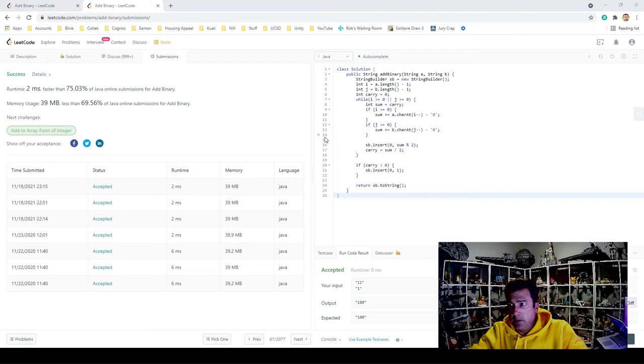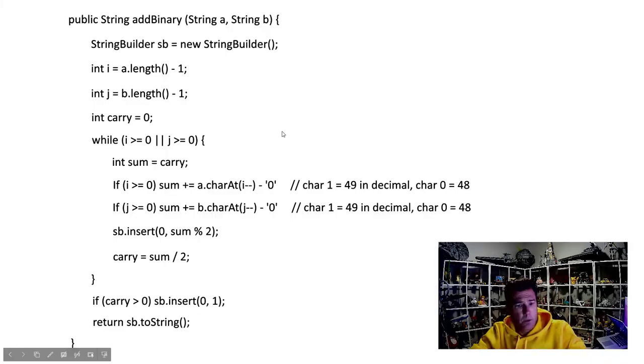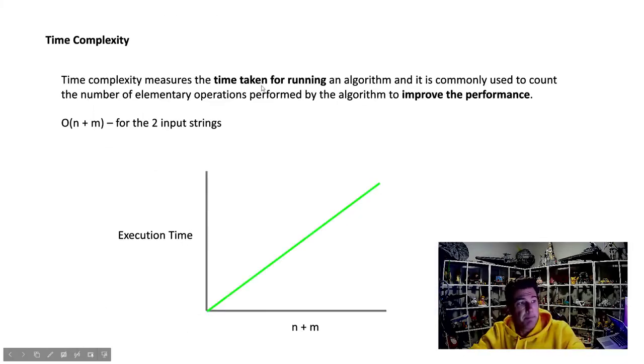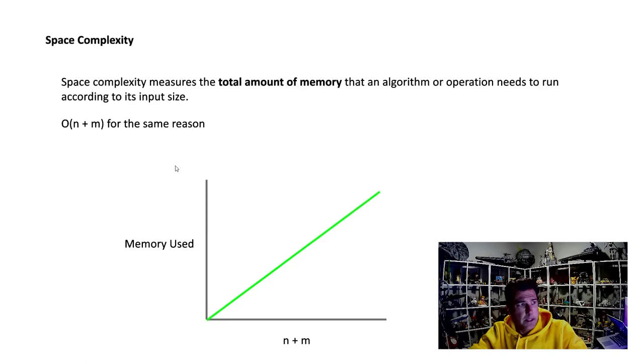All right, the last thing that we always do is go through the space and time complexity. So we have two inputs, n plus m. So the big O complexity is O of n plus m. And the space complexity is the same thing, n plus m. As the inputs get bigger, it uses more memory, and also takes more time.